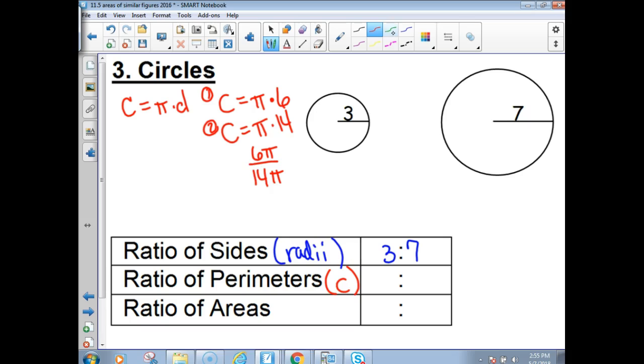Now I want you to look at what I wrote there. You're not going to have to keep on doing all these perimeters and all these areas, by the way. I'll show you why in a minute. But 6 pi to 14 pi, what could you cancel out if you wrote that fraction? The pi's, and divide by 2 to reduce it. That'd be 3 to 7.